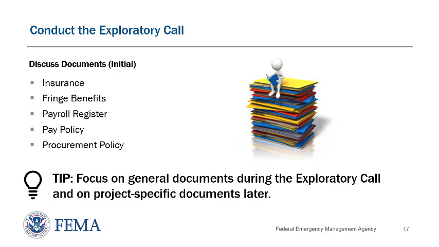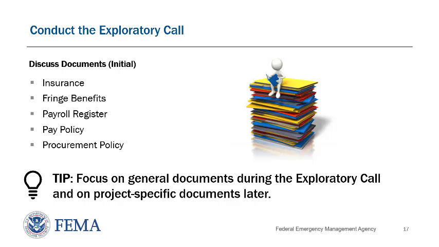At this stage, as a program delivery manager, in discussing documents, you can focus primarily on the general documents at this time, such as insurance policies, pay-related information like fringe benefits and calculations, their payroll register, their pay policy, and if they're pursuing contract work, the applicant's procurement policy, if they've already contracted or are planning to contract any of the work. During the exploratory call, you're not going to focus much on project-specific documentation like pictures, load tickets, or timesheets, other than to explain to them the types of documentation FEMA will need later to support their claims.